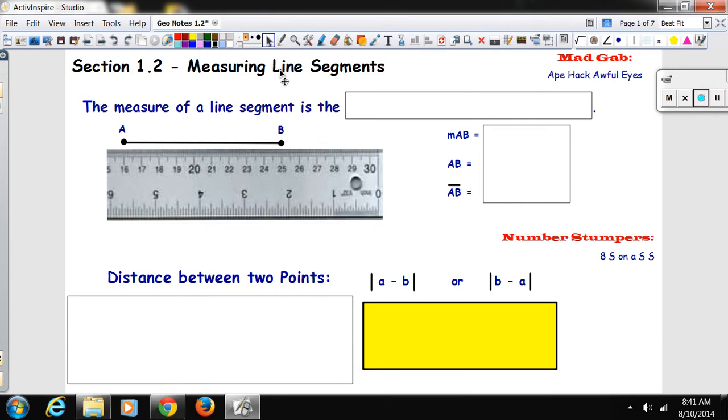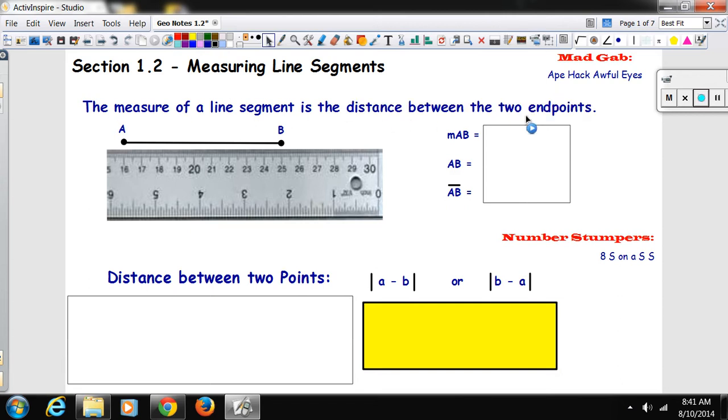All right, measuring line segments. The measure of a line segment is the distance between the two endpoints. So if you look at point A and point B, and if you counted 1, 2, 3, 4, 5, 6, 7, 8, 9, that would be a measure of 9. That has a length of 9.